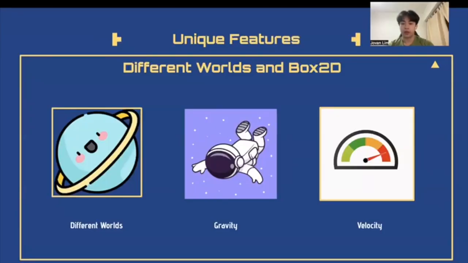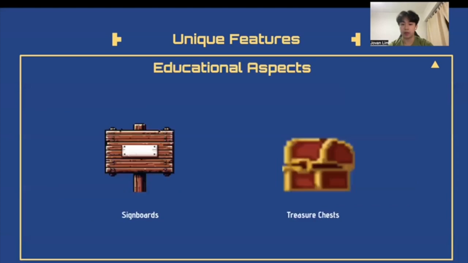Moving on to our unique features, we have 3 different worlds: Earth, Mars, and Venus. Each world in the game features unique educational cutscenes, TMX maps, and environmental characteristics generated using different Box2D variables such as gravity and velocity. Within each of these worlds, they also feature signboards and treasure chests scattered throughout the world, each consisting of facts and quizzes unique to their world.